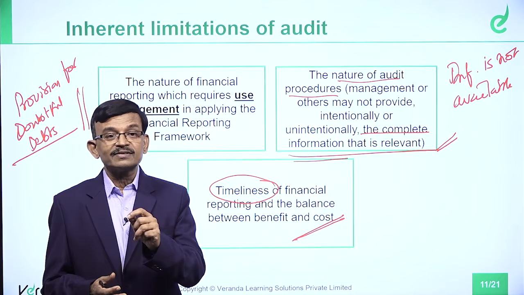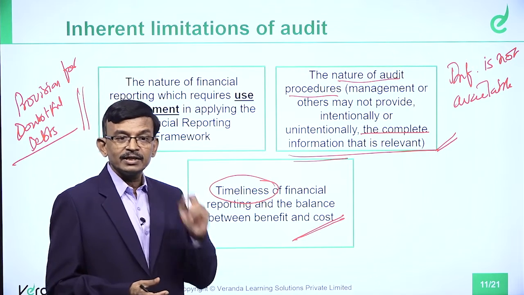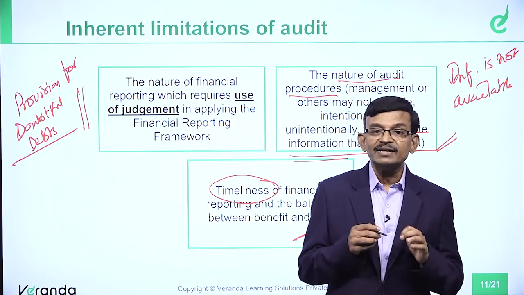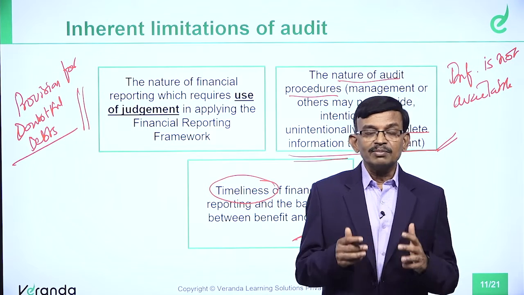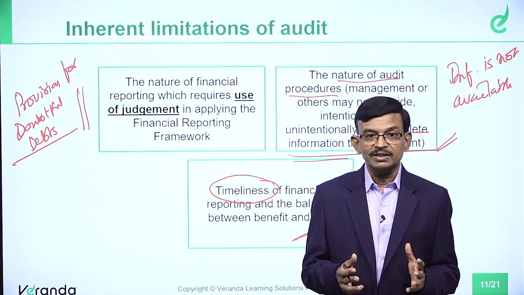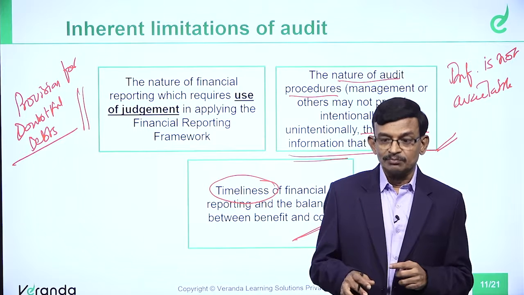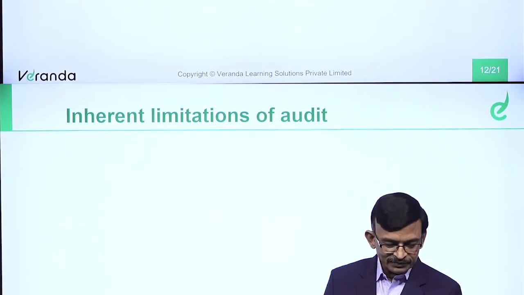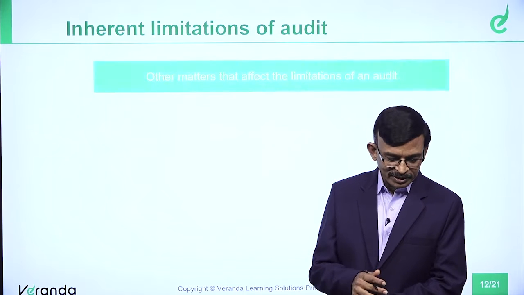But still the insistence in many scenarios, including in a regulatory framework, is that timelines are very, very deadly in certain scenarios, and because of that the auditor could not carry out full verification of the work, but he is under pressure to complete his work. That may be an issue. So we have seen the inherent limitations of the audit. Let us continue with the inherent limitations.